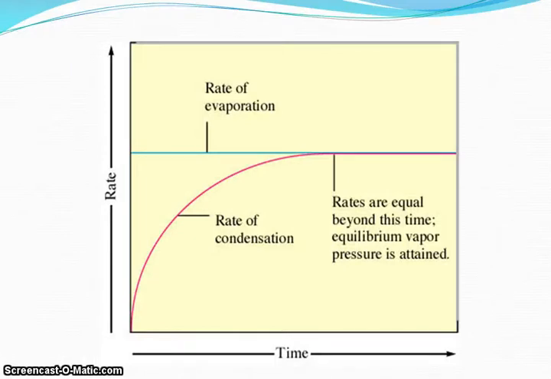If we wanted to graph this, we would look at a system over time and compare the rate of evaporation to the rate of condensation. Initially, when all we have in the container is a liquid, we only have evaporation taking place. Since the temperature doesn't change for this system, the rate of evaporation stays the same. But as more and more gas forms above the liquid, the rate of condensation starts to go up. When the rate of evaporation and the rate of condensation become equal, our system is at equilibrium, and the vapor pressure above the liquid becomes a constant.